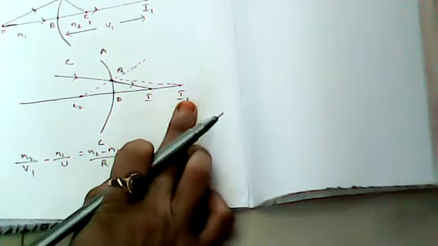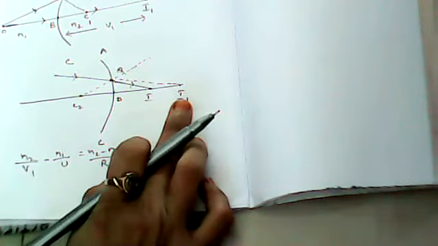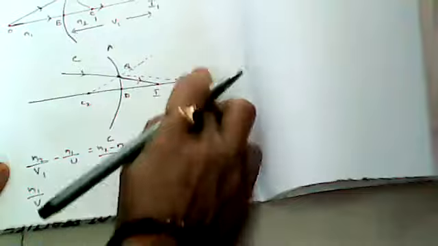Okay, right? So now the image I1 acts as an object for the second surface, and thus we'll get this. Here the refractive index is N2 and here the refractive index is N1, and using again the same formula we can write that N1 by V minus N2 by V1 is equal to N1 minus N2 by R2.